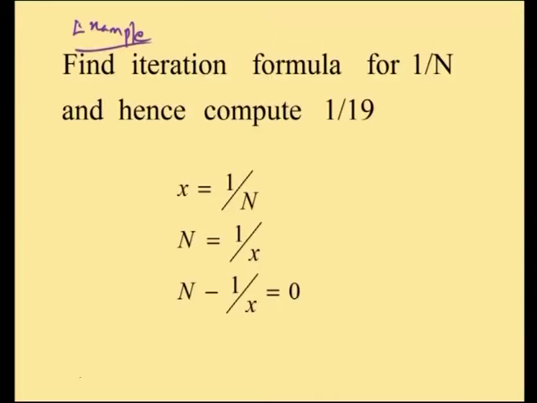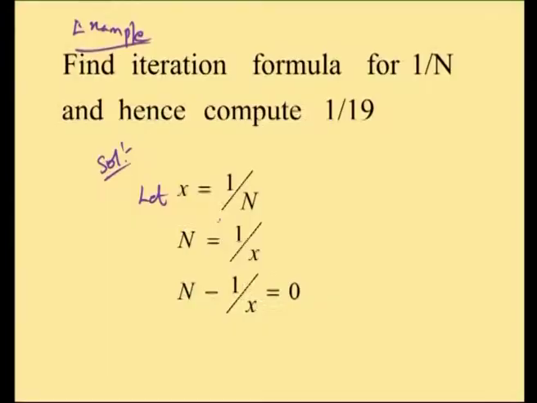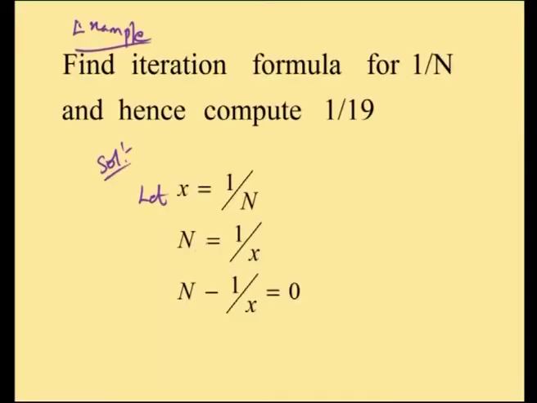Similarly, find the iteration formula for 1 by n and hence compute 1 by 19. Okay, so we shall start with, let x is equal to 1 by n. Here we should not take x minus 1 by n. We should take the reciprocal and proceed, because the condition for convergence for Newton-Raphson method must be satisfied. That is, modulus of f of x into f double dash of x should be less than epsilon square.